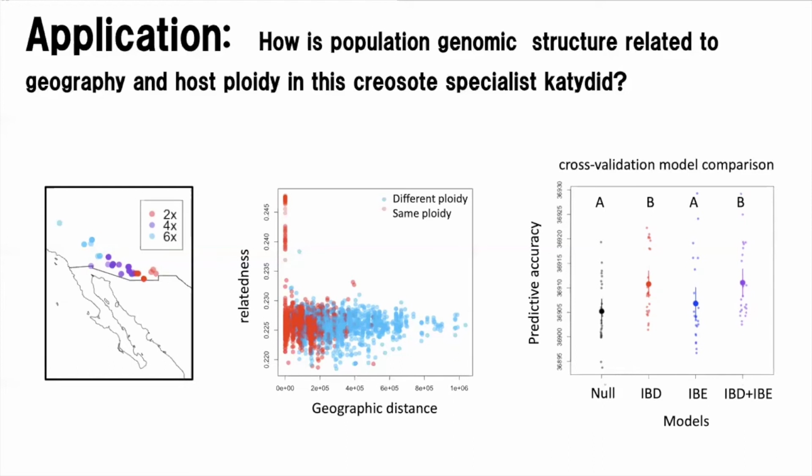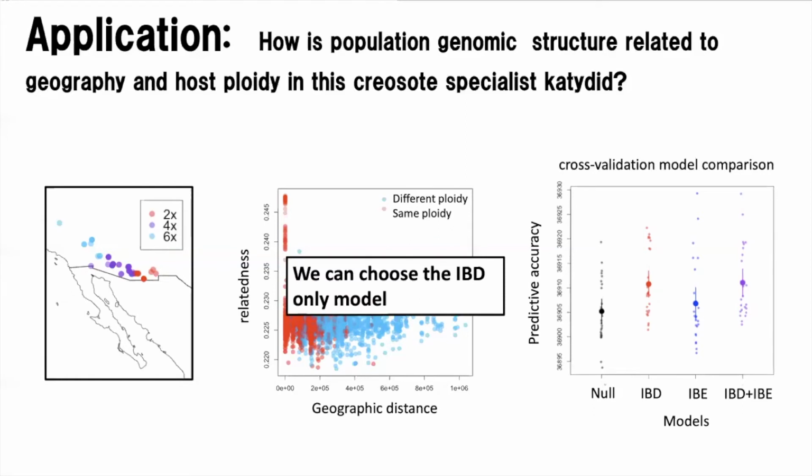But we are actually able to choose the IBD only model. Both the IBD and the full model show higher predictive accuracy than models that don't include isolation by distance, but there isn't actually a benefit to including ploidy model if you're trying to understand the genetic structure for this particular creosote specialized herbivore.